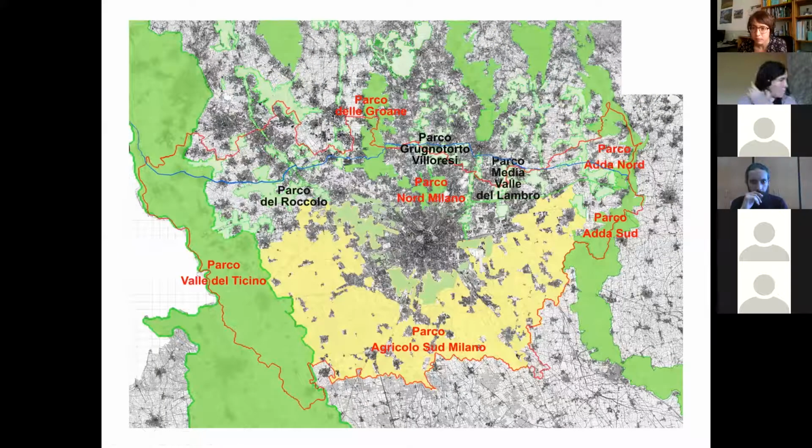Okay, welcome to everybody. This is the place, the Parco Nord in the metropolitan city of Milan, and you see that it is in the northern part of Milan. And the feature of the park is that the park is totally built.